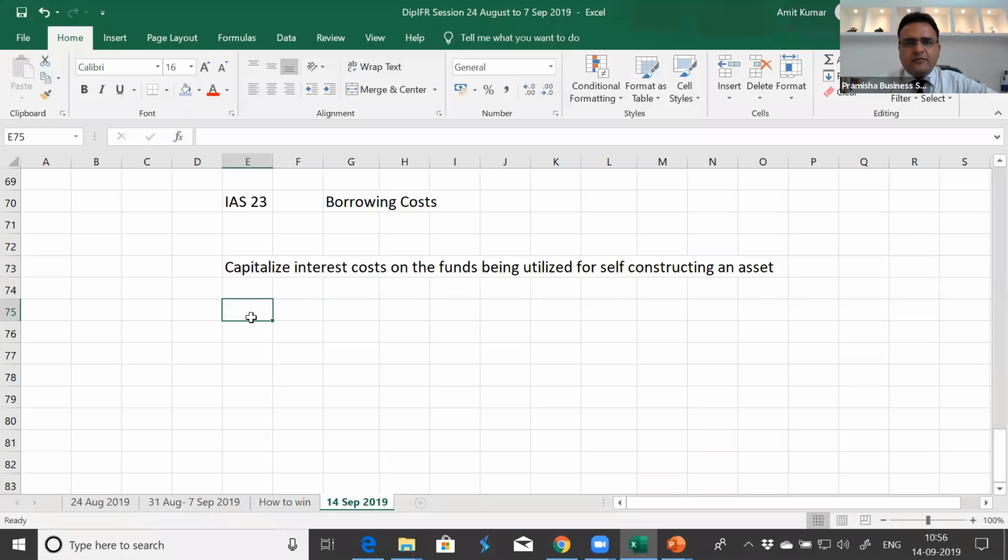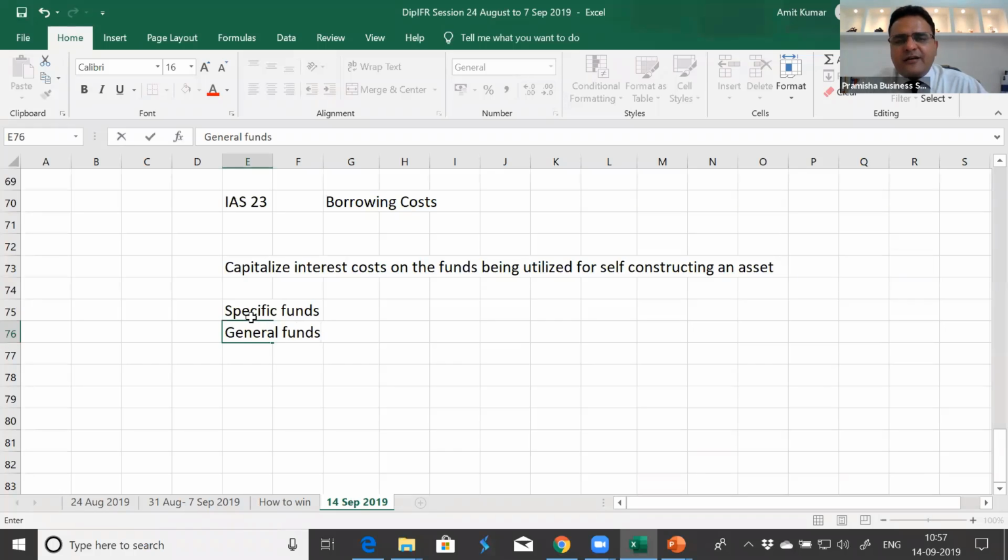So some of the accountants were of the view that when we are purchasing something from the market, the seller adds all the costs which they incur, and they also add the interest cost and sell it to us by adding a profit margin. So when we are self-constructing an asset, there are some specific funds which are borrowed specifically for construction of this asset, and there are some general funds which we have. We borrowed at different rates, like 8%, 9%, 10%, 11%, and from those funds we are using it to make this asset.